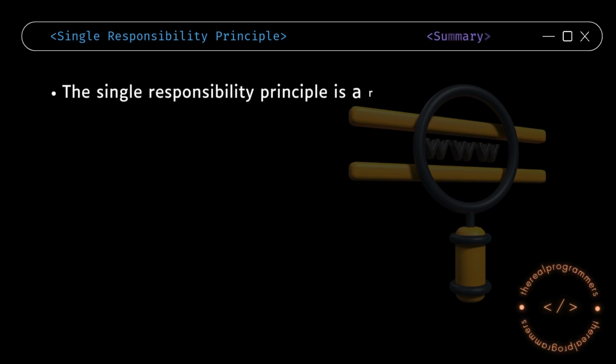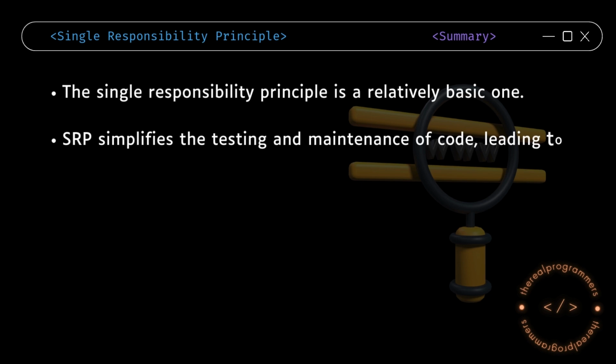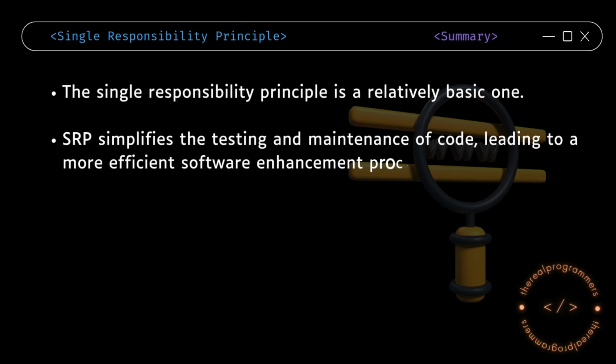The SRP is a relatively basic one that most developers already follow while developing code. It can be applied to classes, software components, and microservices. The advantage of applying SRP is that it simplifies the classes, which makes testing and maintenance of code easier, which leads to a more efficient software enhancement process. Let's move to the next one.